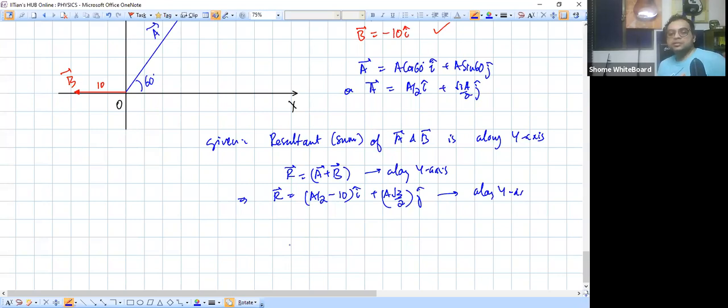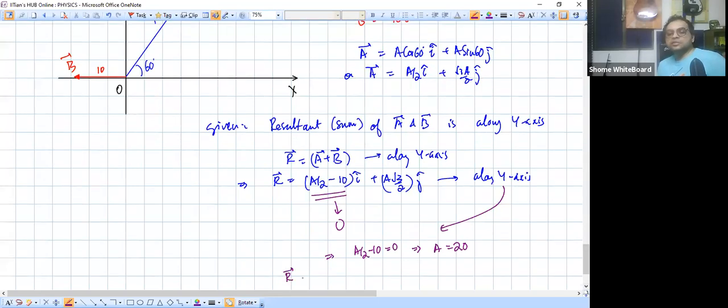So that means its x component should be 0 because this is along the y-axis. Okay, so A by 2 minus 10 should be 0. That means A's magnitude is 20. And that also means that the resultant is how much? Substitute this over here, or the resultant is 10 root 3 j cap. Okay. And E's magnitude is 20. Or in other words, the vector E is 10 I cap plus 10 root 3 j cap.